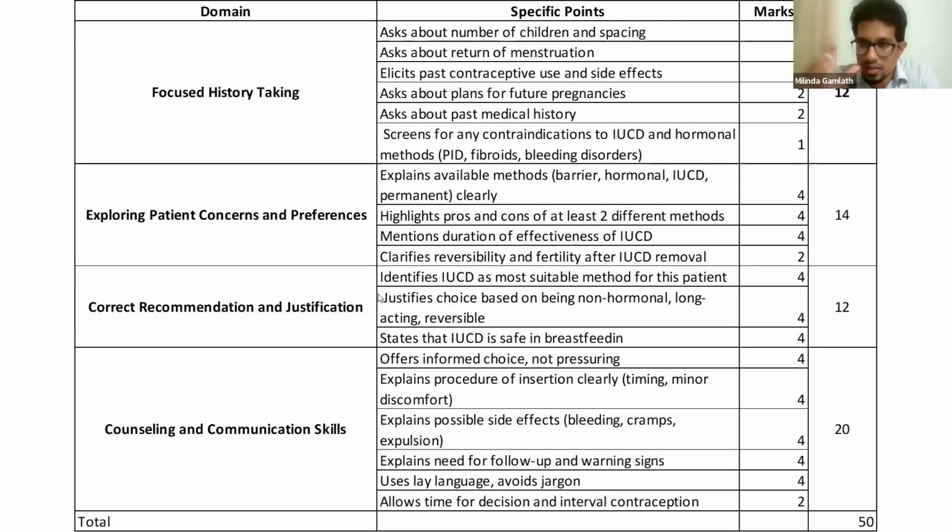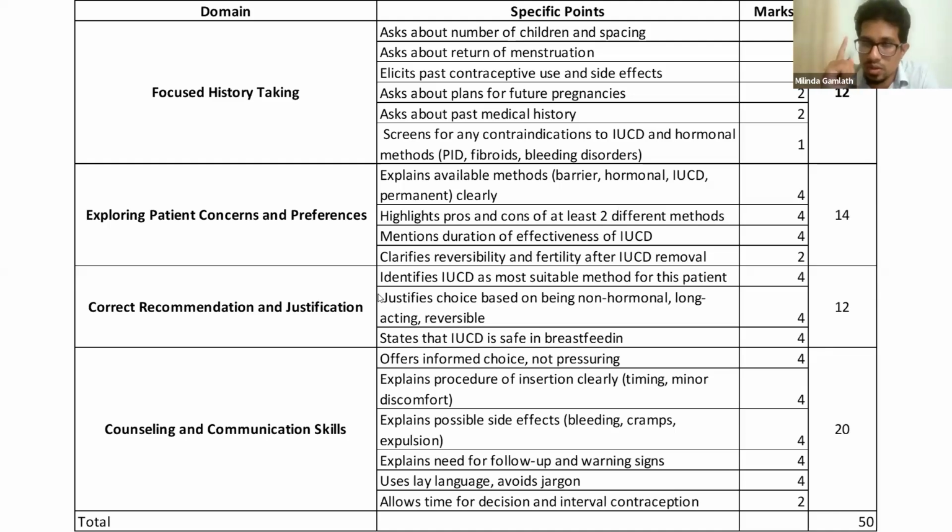In the history taking, you have to ask about the children and the spacing, especially the spacing from the last child. That is very important, because that will decide your method. There are certain methods you can't use within certain postpartum periods. For example, you don't give OCPs within the first 6 months of the postpartum period, so you need to know the spacing with the last child.